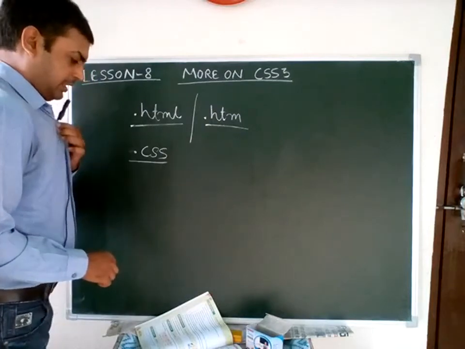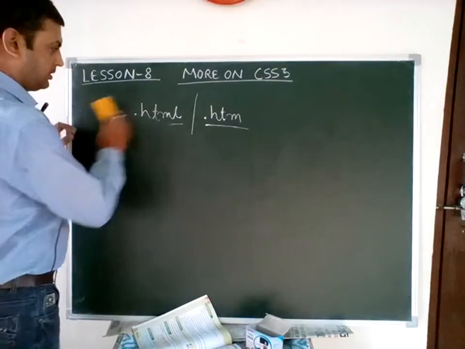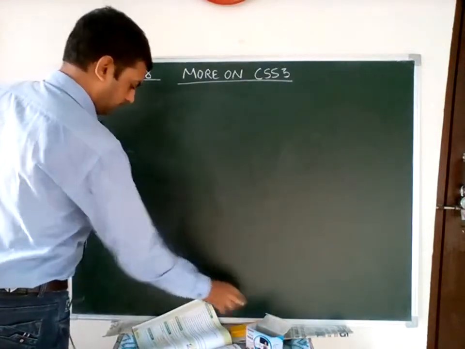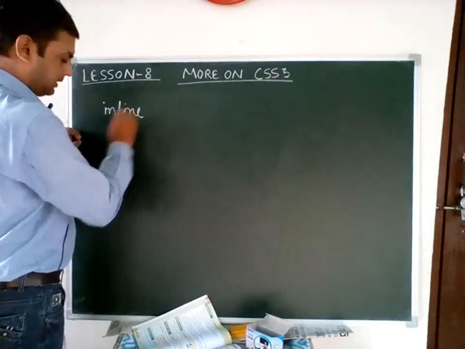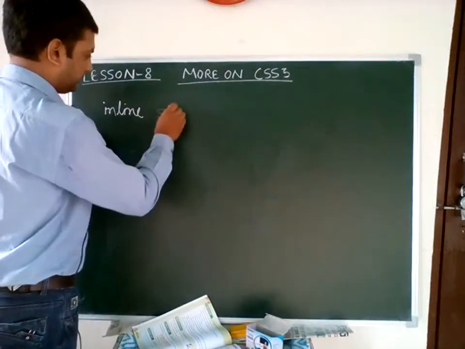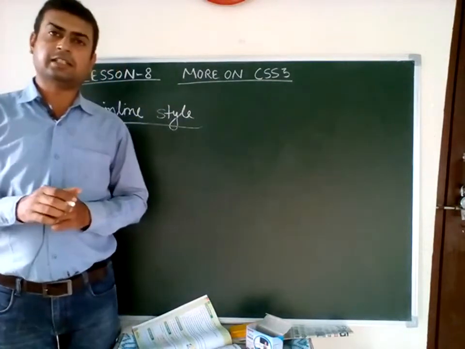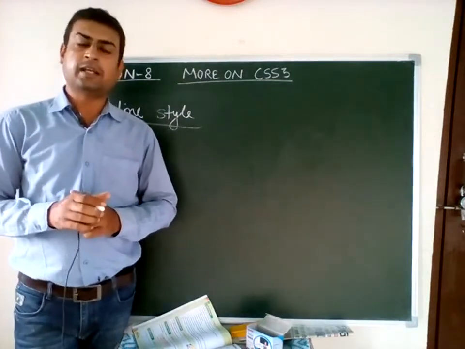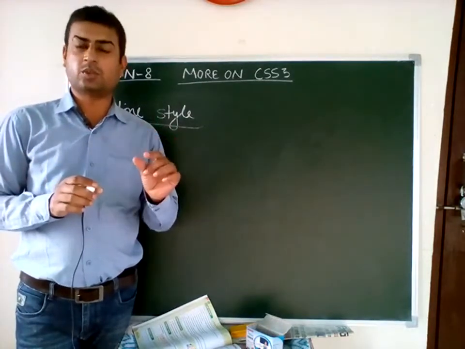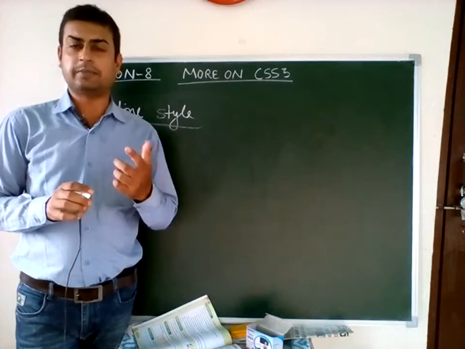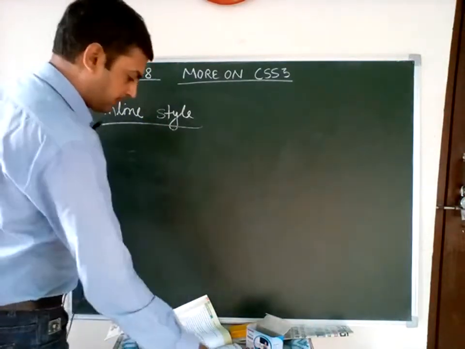Now in this lesson we will study the first point, which is our inline style. Inline style is the first basic property. It means that when you are writing the CSS code inside the HTML program, it is called inline property. So how will we write this?